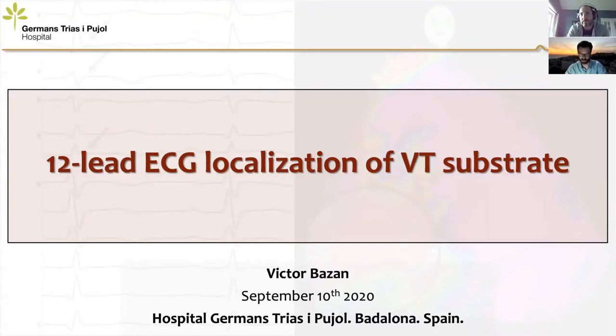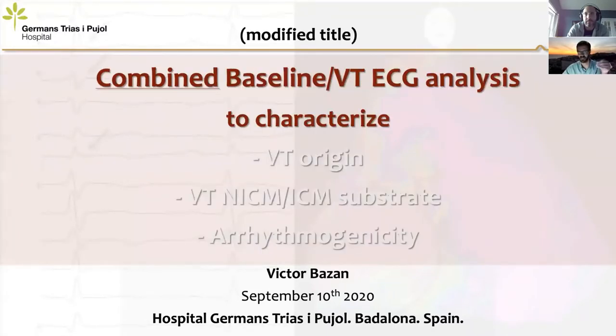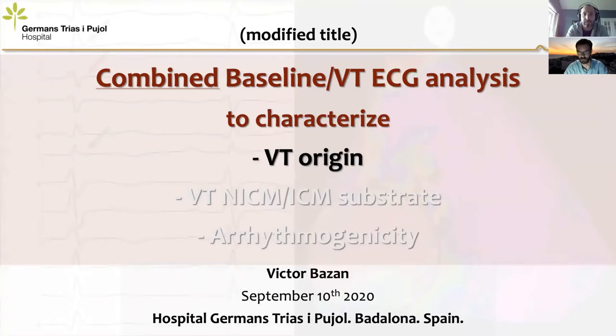Without any other preliminaries, I will start by first of all modifying a little bit the title of my talk. I have been told by Alejandro to talk about the 12-lead EKG localization of the VT substrate, but let's take advantage that, maybe not in many cases, but in some cases at least, we have EKG information, not just from the VT EKG, but also from the baseline EKG. And I would like to make a whole analysis, a combined analysis of the usefulness of both the baseline and the VT EKG with the aim of characterizing the VT site of origin or region of origin at least.